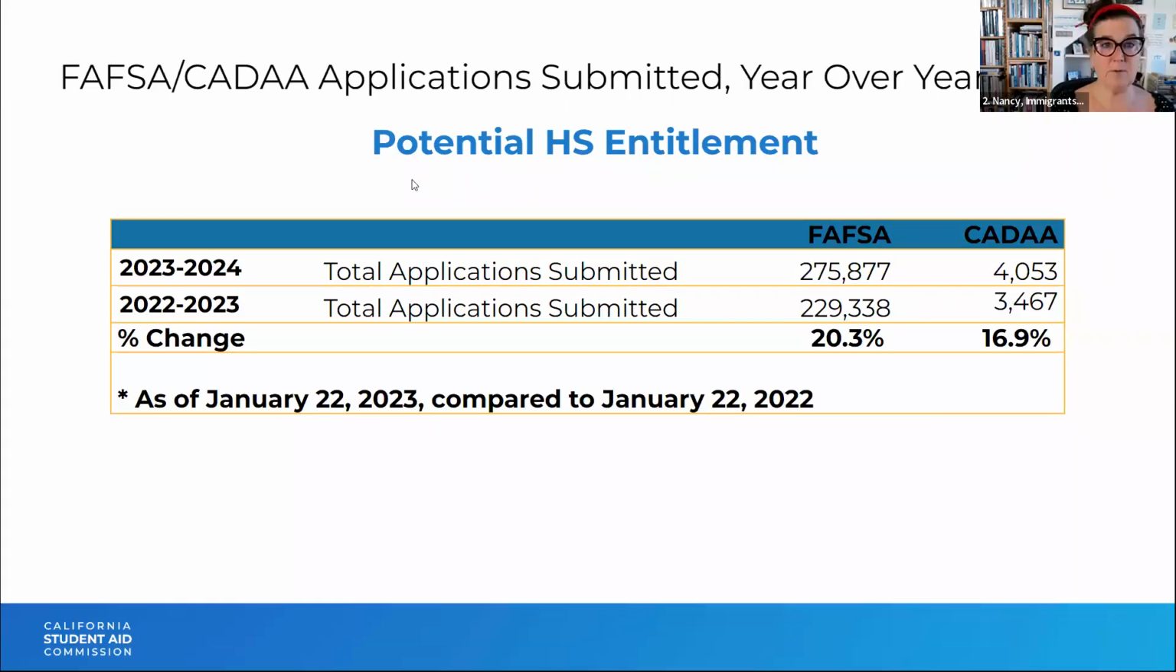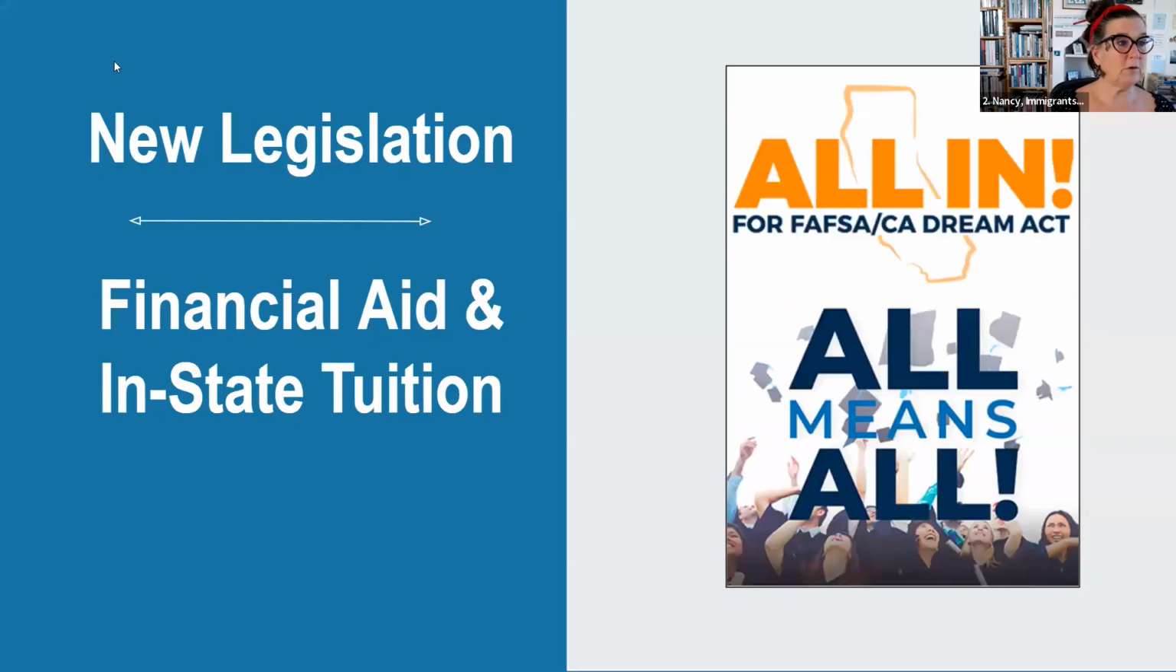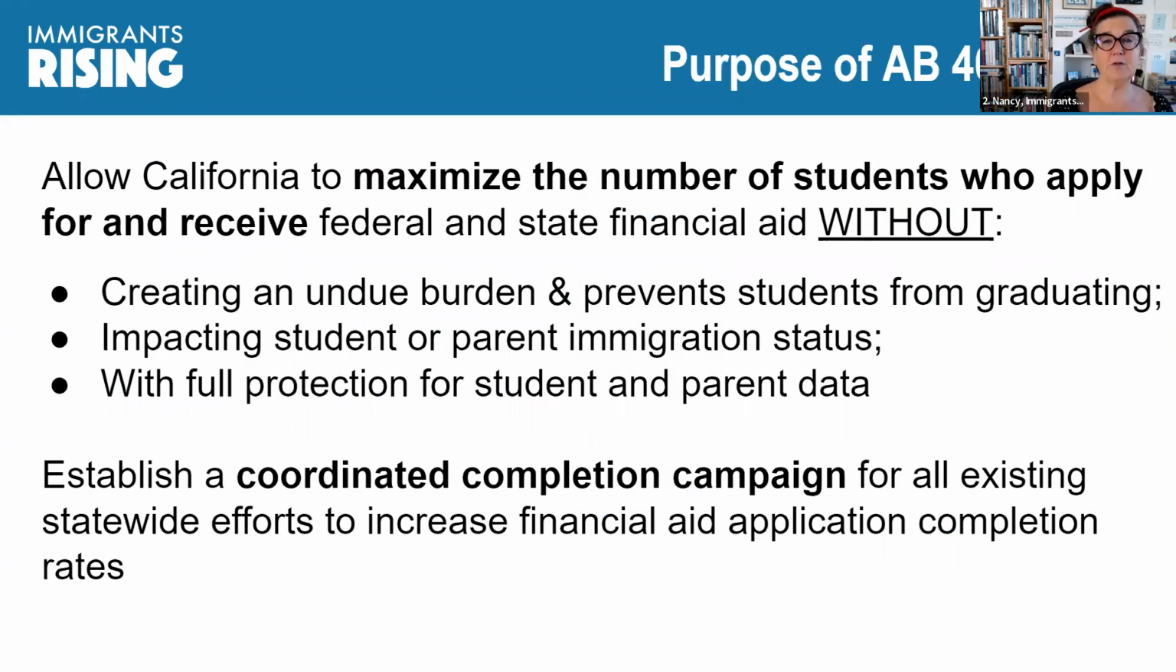In terms of some of the next steps, thank you for that temperature check. We do want to talk a little bit about this legislation. There's new legislation on the books, both for financial aid and for in-state tuition, which we talked about earlier, a little bit about this all in for financial aid and for the DREAM Act, and all means everyone, right? So we want to make sure that everyone's applying. The purpose of this new law, AB 469, which came into effect in 2022 and is now for these high school seniors, is to maximize the number of students who apply for and receive federal and state financial aid without creating an undue burden, preventing students from graduating, or impacting their immigration status, and with full protection for student and parent data. And the state is working on creating this coordinated completion campaign.